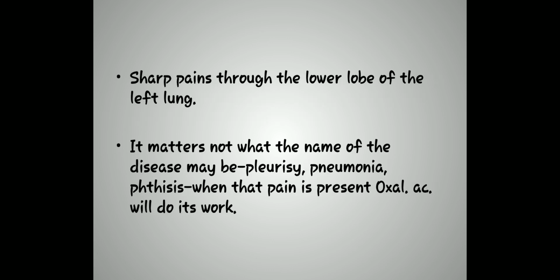There is also pain, especially sharp pains through the lower lobe of the left lung, and it matters not what the name of the disease may be. This is also seen in pleurisy, right? Maybe pleurisy, pneumonia, phthisis, whatever it is. This sharp pain through the lower lobe of the left lung, if it is present, oxalic acid cures it. Most often it has been seen that if this pain is present in any kind of lung disorder, oxalic acid will do its work.